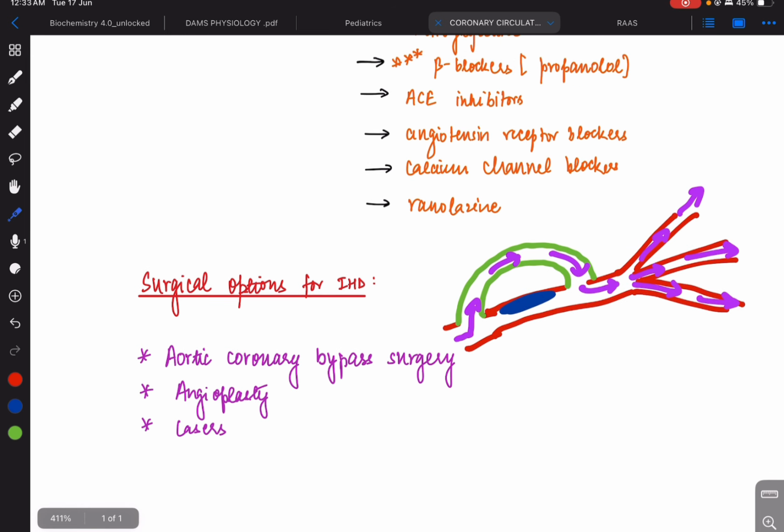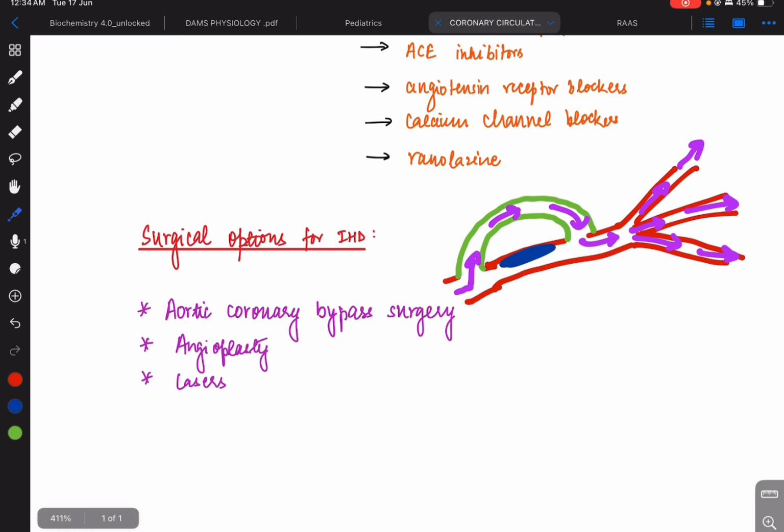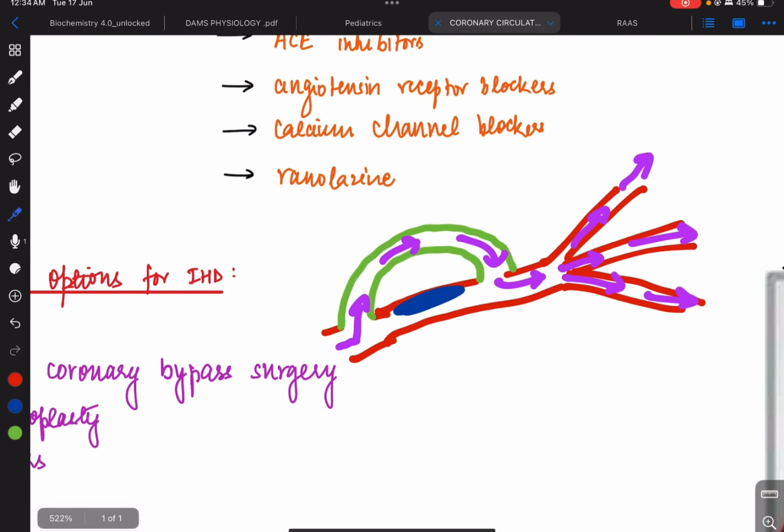So there are certain surgical options as well for treating ischemic heart disease, which we mainly think of as having atherosclerosis as its main cause. The first one is aortic coronary bypass surgery. Here I have made a small representative diagram for the same. As we can see, there is a plaque in the blood vessel, and you see that there are branches of the vessel as well ahead.